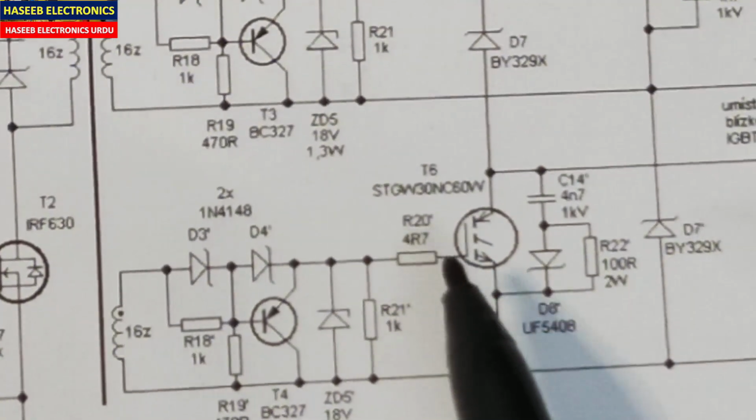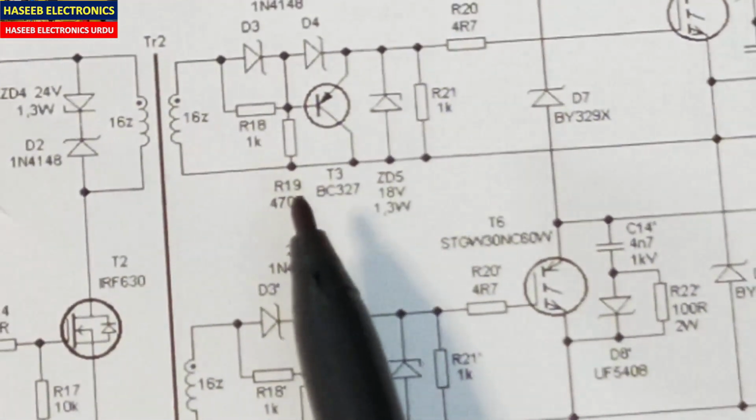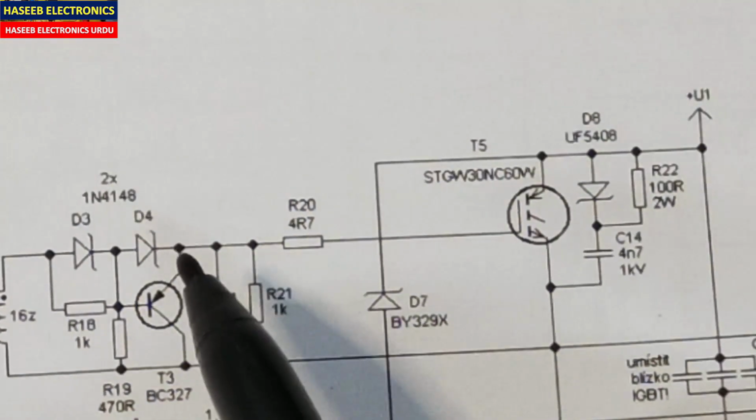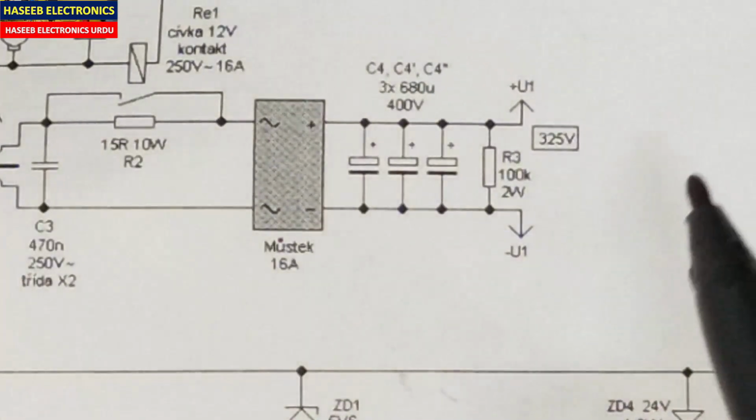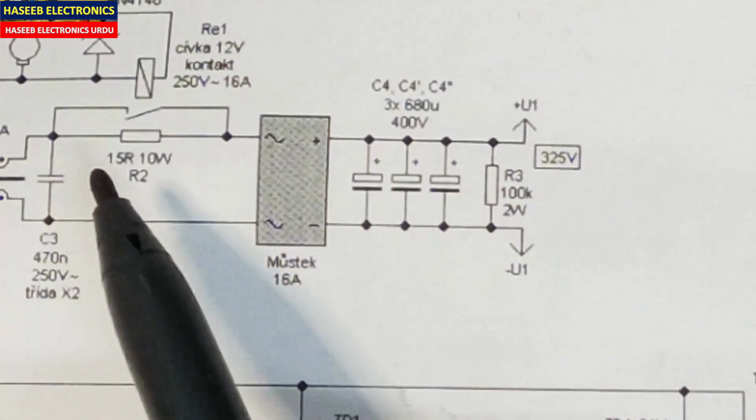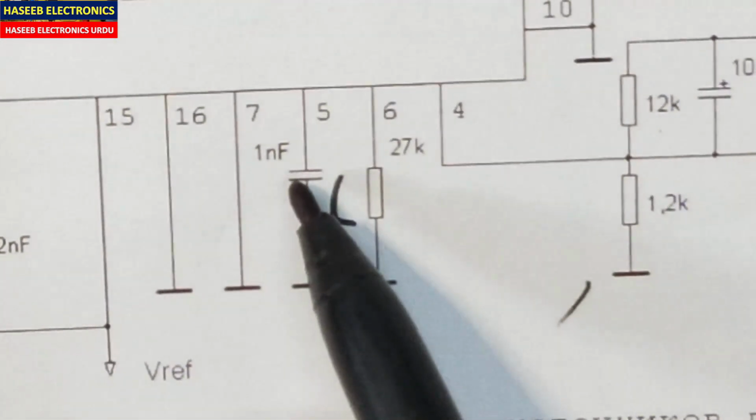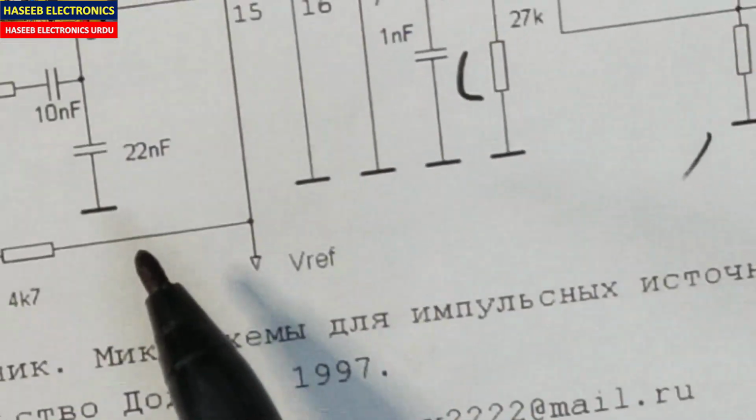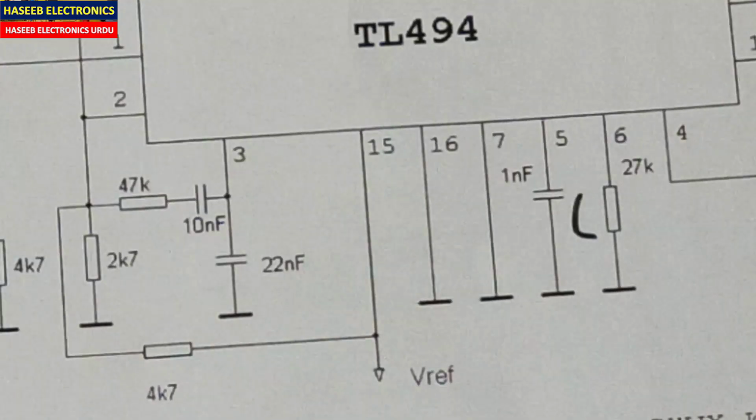4R7, 4.7 ohms. 470R, 470 ohms. 4R7, 4.7 ohms. 2K2, 2.2 kilo ohms. Here it is mentioned 100K, that means it is a clear value, but here 15R is 15 ohms. 1 nanofarad, that's nice, very clear value. 27K, 22 nanofarad, 10 nanofarad, 2K7.